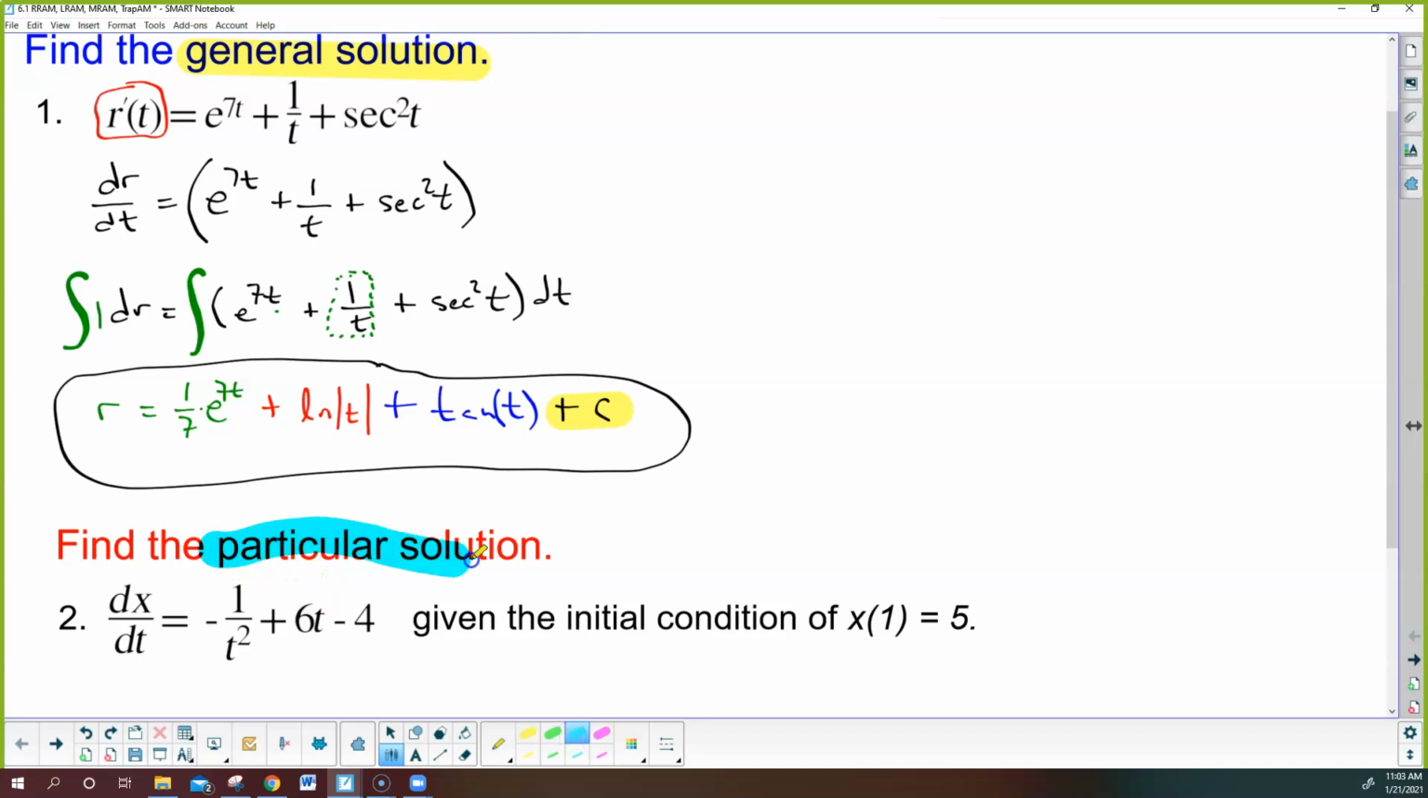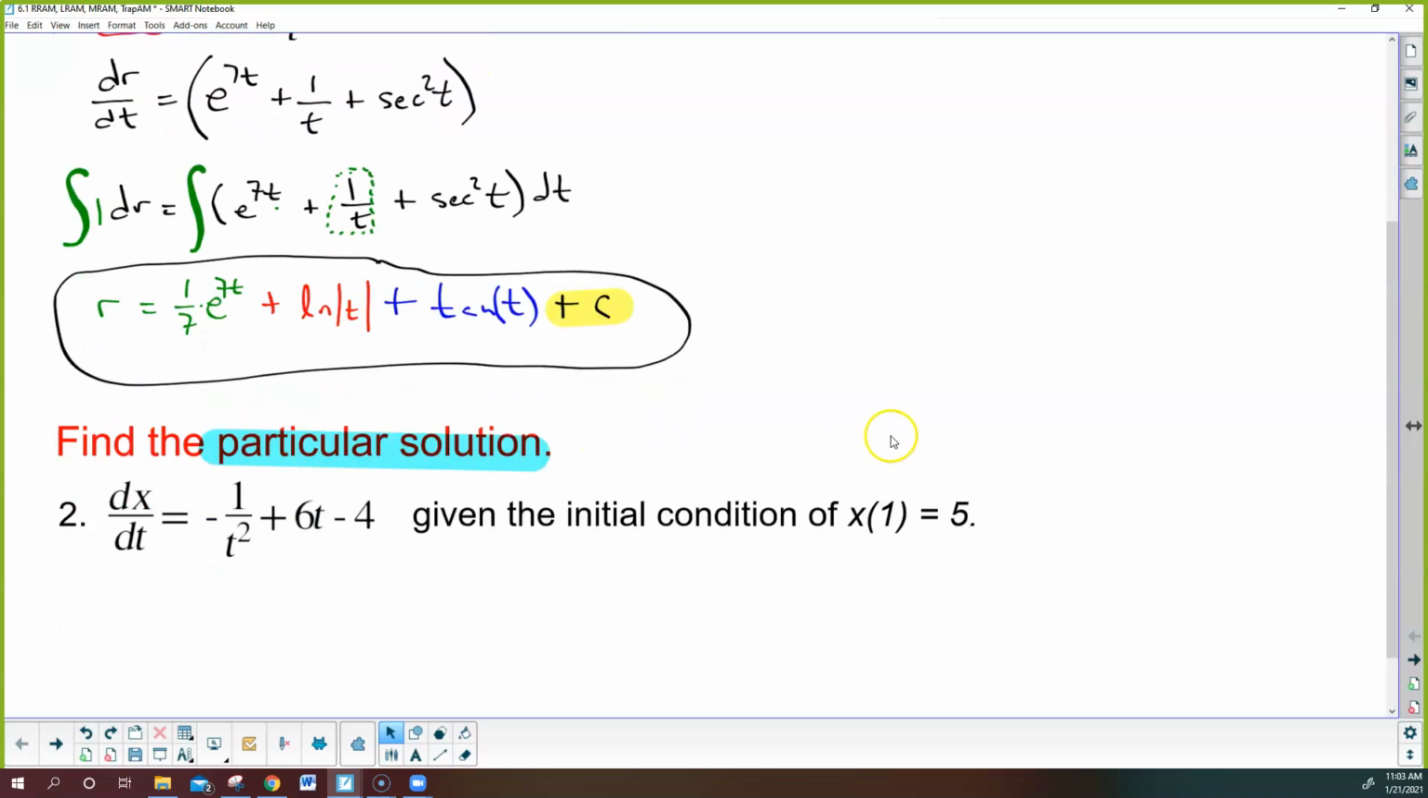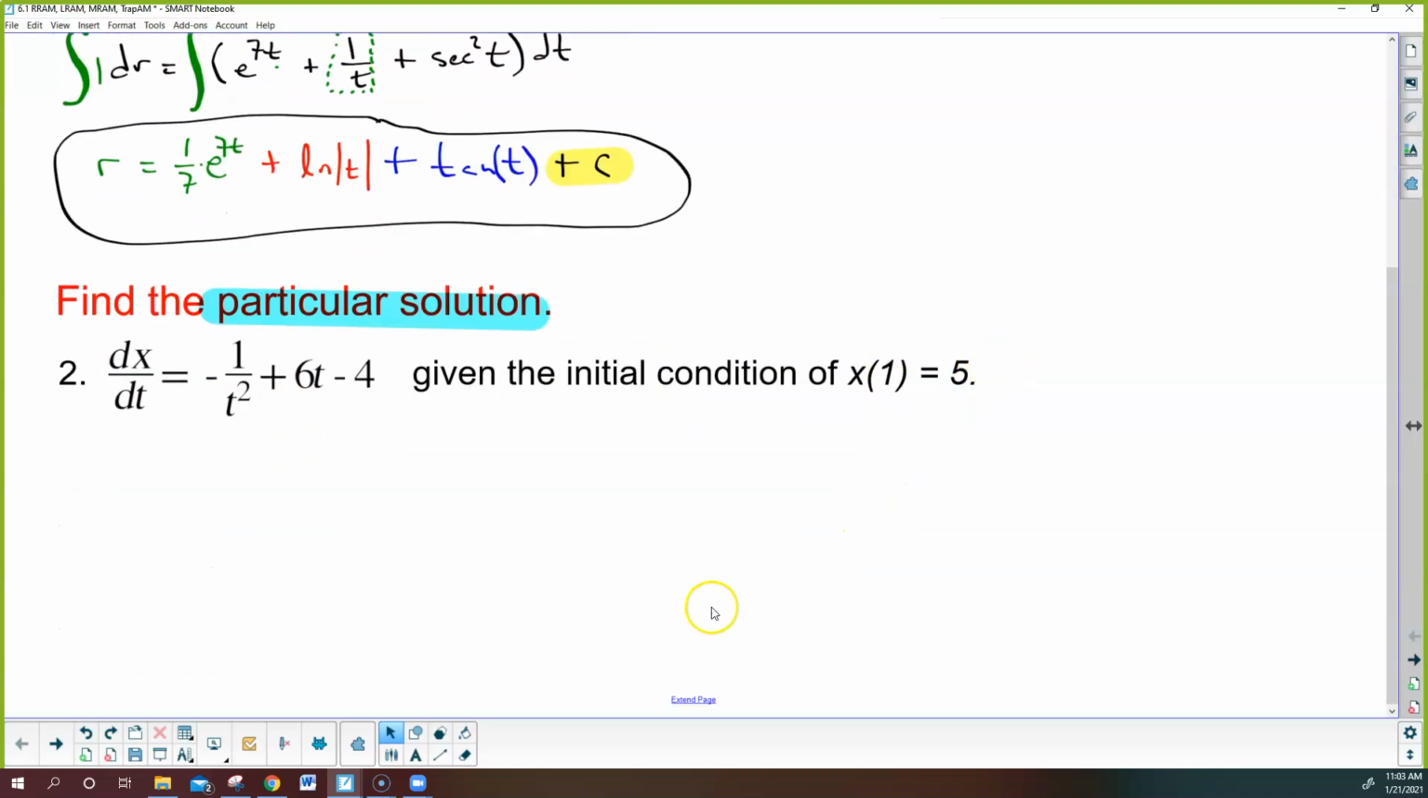We're going to look at the next example, the particular solution. You're going to do the same work we just did, except when you get to this point, you're going to plug in, in this case, a t and an r value, to find the value of c, and then that'll be your particular solution. Okay? You can think of particular as like specific solution.